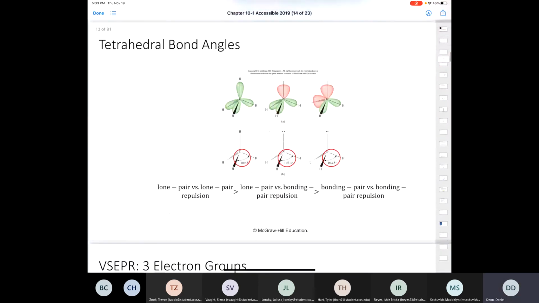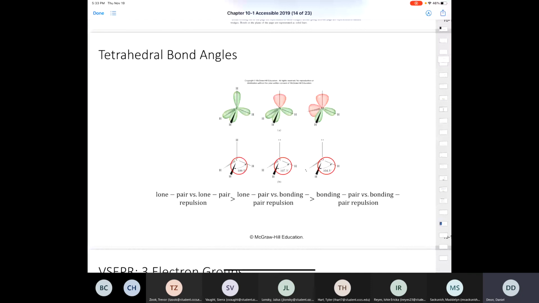Look at this slide here. It says tetrahedral bond angles. Okay. Well, what's an example of a molecule that has a central atom and four bonds? Methane, right? CH4. No lone pairs. All those bond angles are going to be exactly 109.5 degrees.